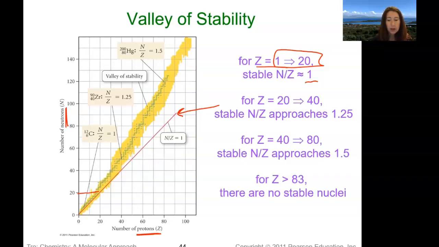Okay, so remember, if the ratio is too high, I'm just going to draw it like this. So it's like an uneven valley of stability, okay? If your ratio is too high, meaning you're above the valley of stability up here, then the nucleus, in order to be stable, is going to try and decrease the ratio so it can get down to that stable point.